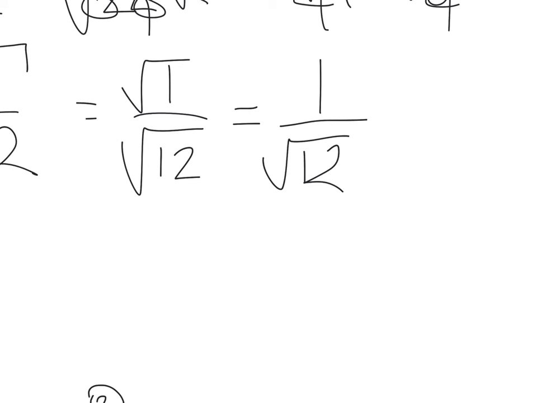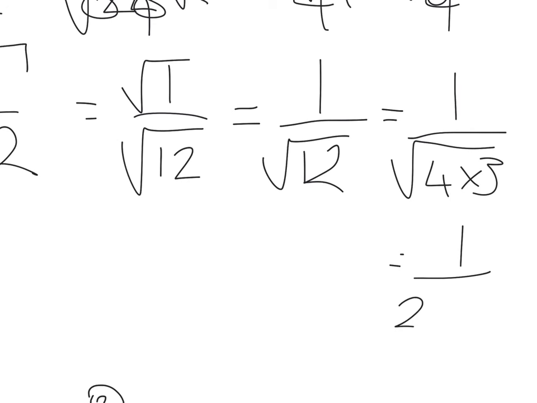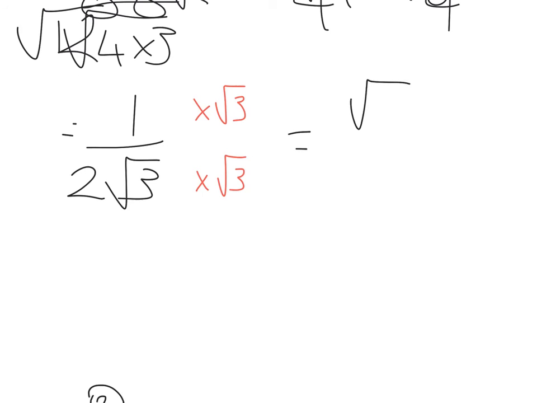That's then equal to 1 over root 4 times 3, which is 1 over 2 root 3. Top and bottom by root 3 would give me root 3 over, well, root 3 times root 3 is 3 times 2 is 6, final answer.